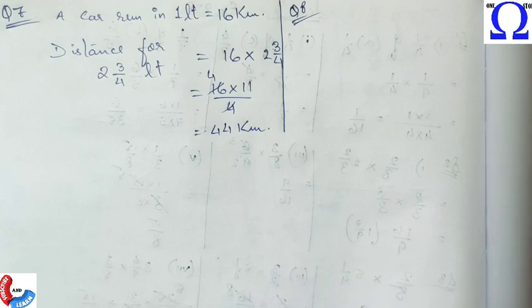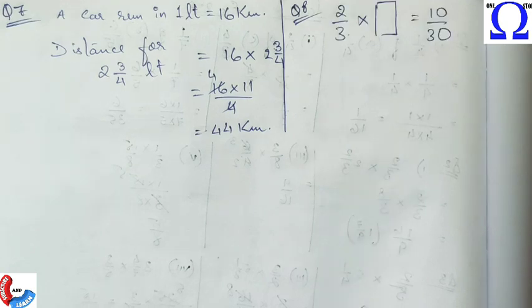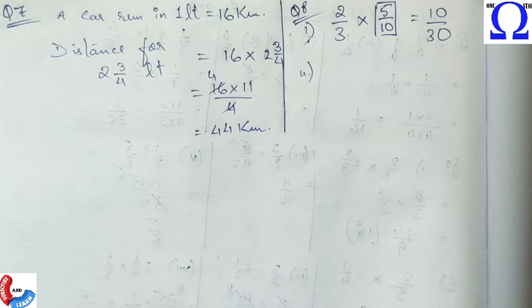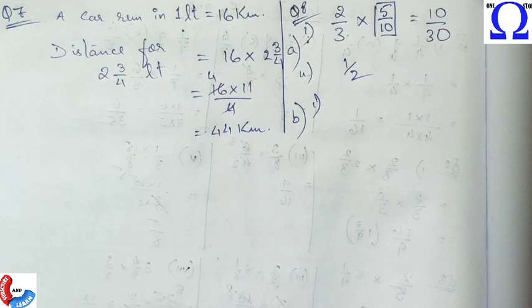Now question number 8, we need to fill the box such that, simple, 2 will become 10. So what should be multiplied to 2? That is 5. And what should be multiplied with 3 to become 30? That is 10. Therefore 5 by 10 is the answer. And in the second part we need to convert it into simplest form. Therefore 1 by 2 is the answer, because we know that 5 by 10 is nothing but 1 by 2.